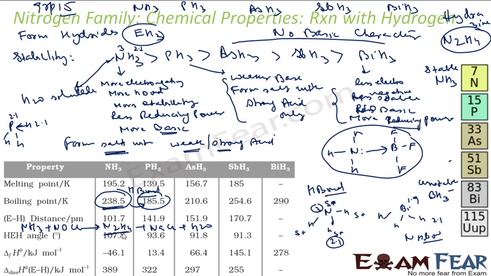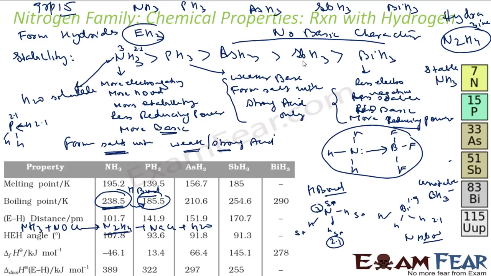Okay, so this is all about the reaction with hydrogen. All of these form EH3 hydrides: ammonia, phosphine, AsH3, SbH3, BiH3. If we talk about stability, NH3 is more stable, BiH3 is less stable because of the electronegativity factor we discussed. If we talk about solubility, NH3 is the only one which is water soluble because of hydrogen bonding, the others are not water soluble. NH3 does not have reducing power, but the other hydrides are good reducing agents. And ammonia is basic, the others are not that basic.